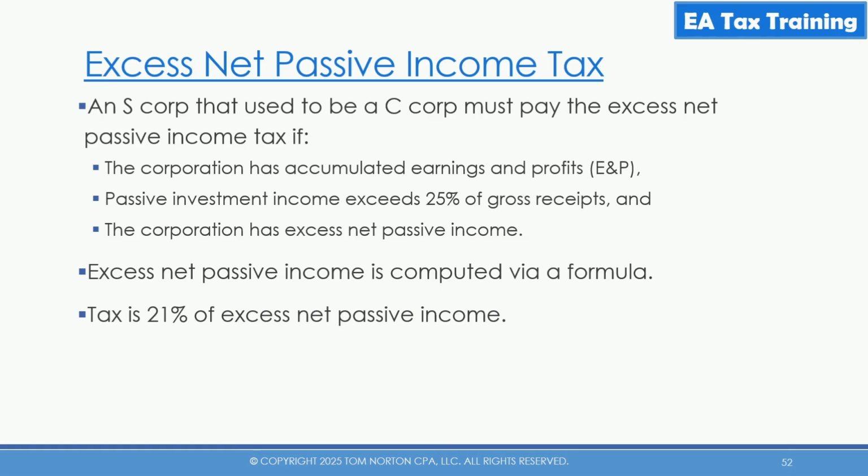You are going to revert back to being a C Corp. And secondly, in the meantime, while you are an S Corp, if you have excess net passive income as determined by this formula, then you're going to have to pay 21% tax on that excess. So you're going to have to pay tax as if you were still a C corporation on the amount of that excess net passive income.